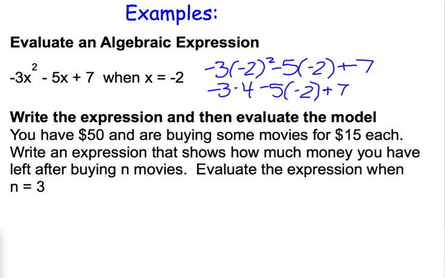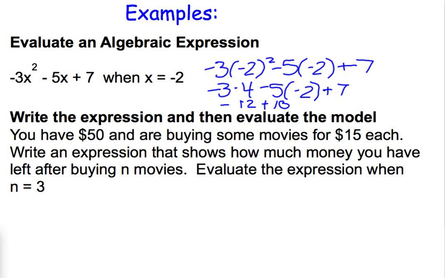So from left to right, we have multiplication. Negative 3 times 4, which is negative 12. And now we have multiplication here, not a subtraction. We don't do that yet. We do negative 5 times negative 2, which gives me a positive. Interesting. I would have gotten the wrong answer if I didn't follow order of operations.